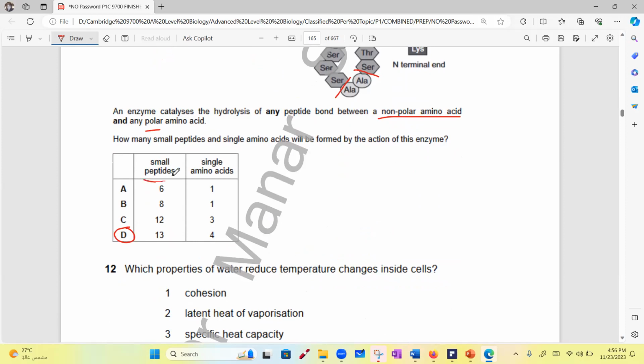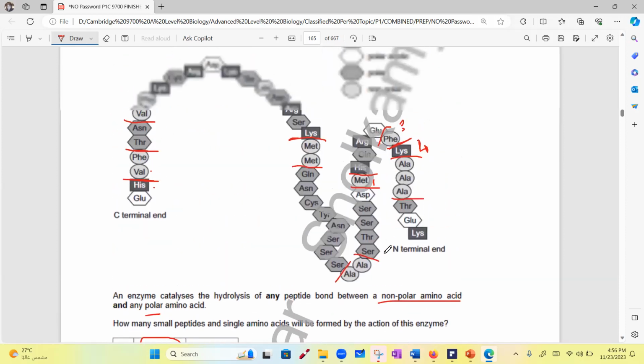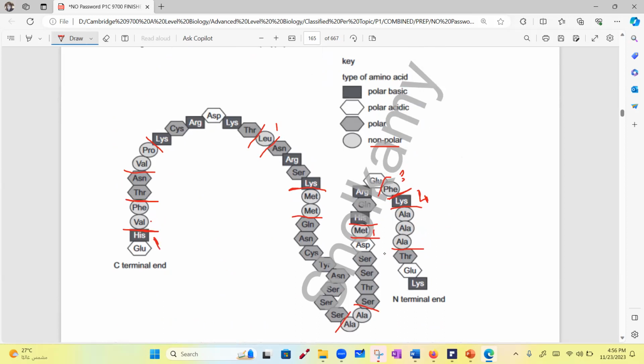To confirm, we will count the number of small polypeptides. They should be 13. 1, 2, 3. This is 4. 5, 6, 7, 8, 9, 10, 11, 12, 13. Do you understand what we did here in this question? Do you understand what we did and how we did it?